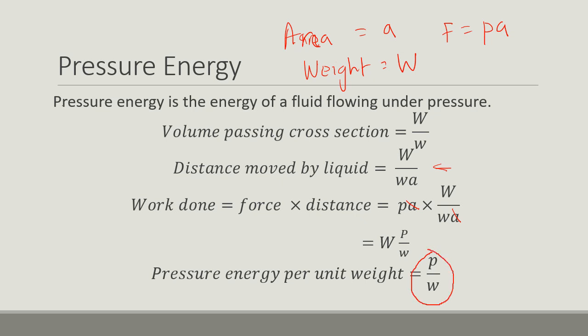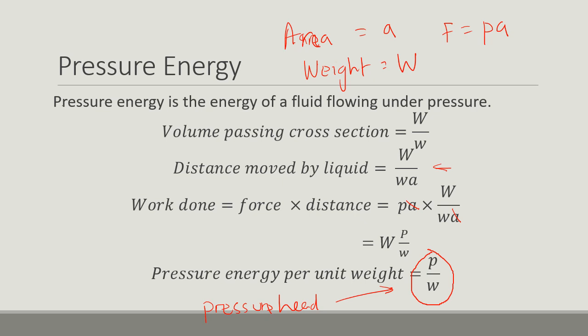Therefore the pressure energy per unit weight is P over w, that is pressure over specific weight. This is also known as the pressure head. P over w is also known as the pressure head. Note that.